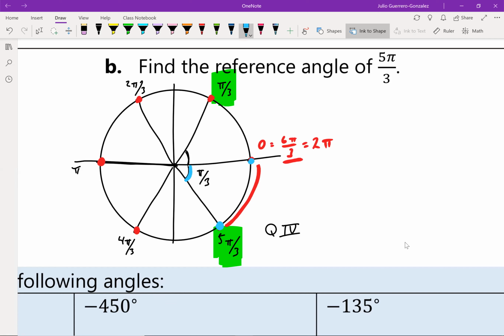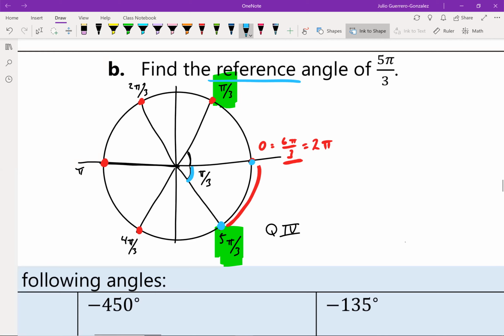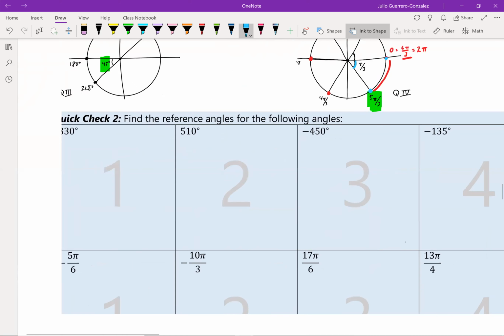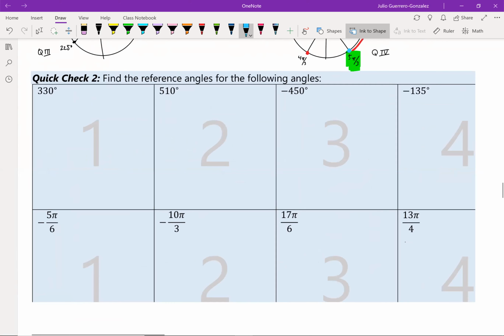Right on. So that's how we find reference angles. We try to find the equivalent angle in the first quadrant. Now, I want to break you guys up into your groups again.